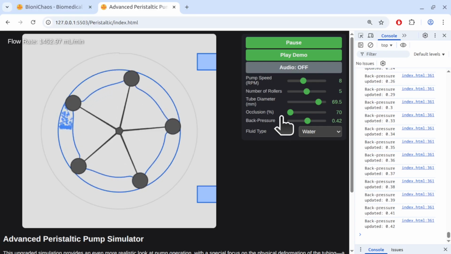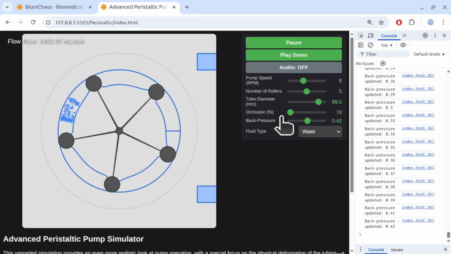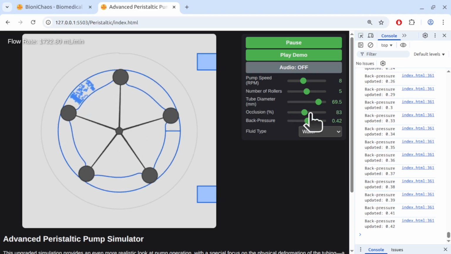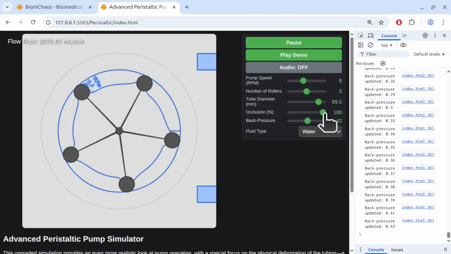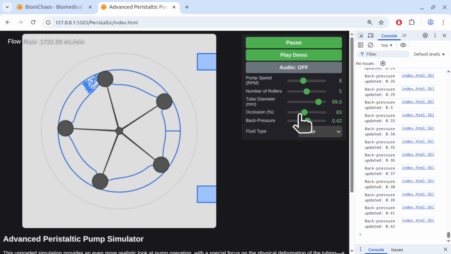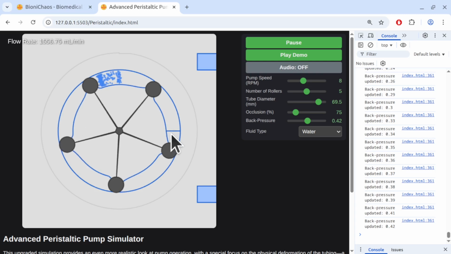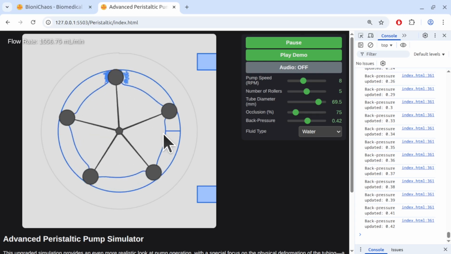Increasing the occlusion means the rollers are pressing harder, making it more difficult for the fluid to flow. Okay, so currently the occlusion slider doesn't actually change anything in the simulation itself, in the position of the roller and how much it presses against the tube, does it?